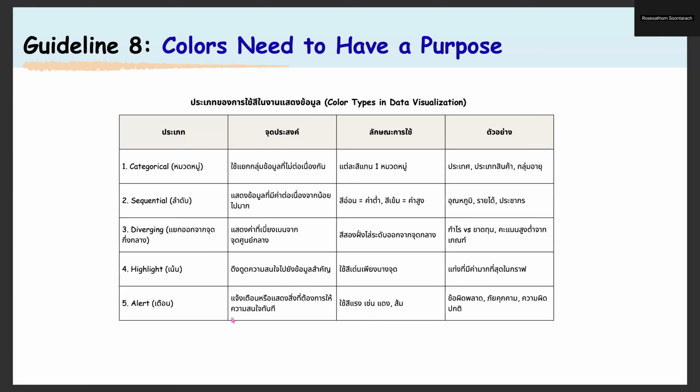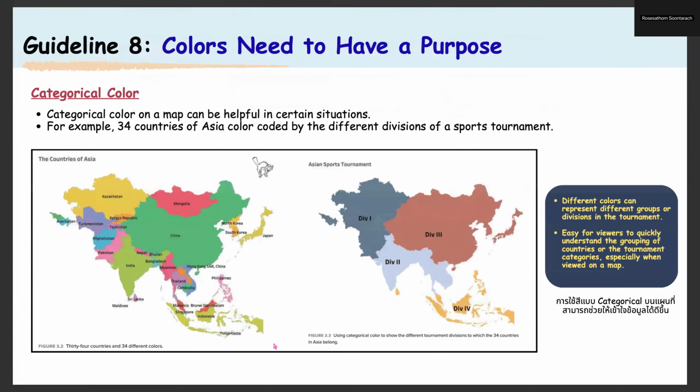So this table shows color types in a data visualization. For example, categorical color. This shows 34 countries of Asia coded by the different divisions of a sport tournament. Different colors can represent different groups of the sport tournament like this. And this is easy for viewers to quickly understand the grouping of countries or the tournament's categories, especially when viewed on a map.